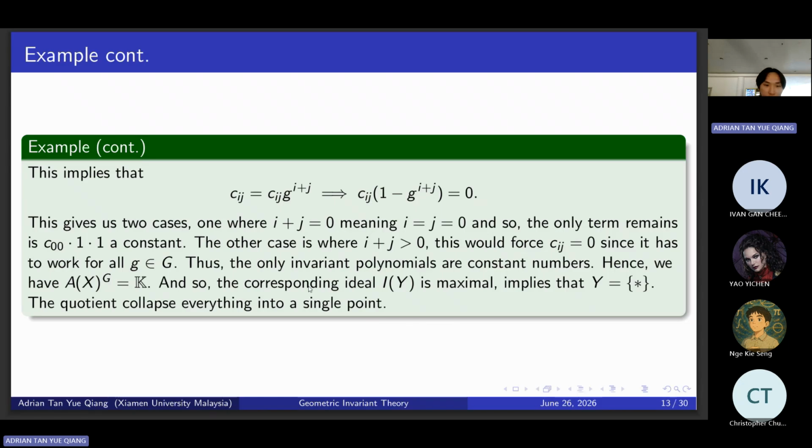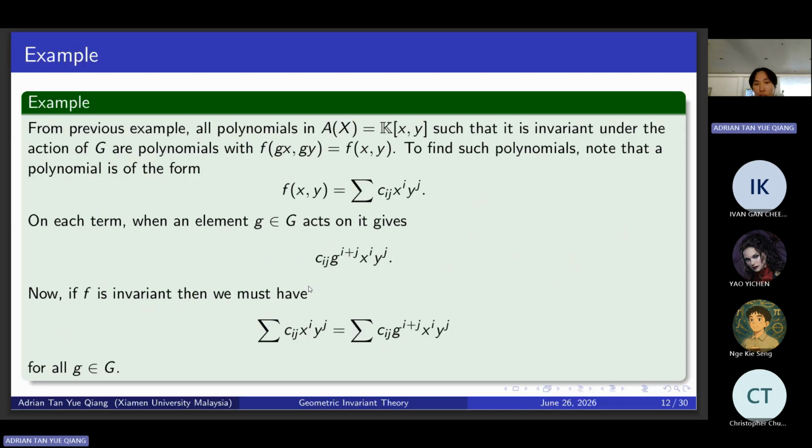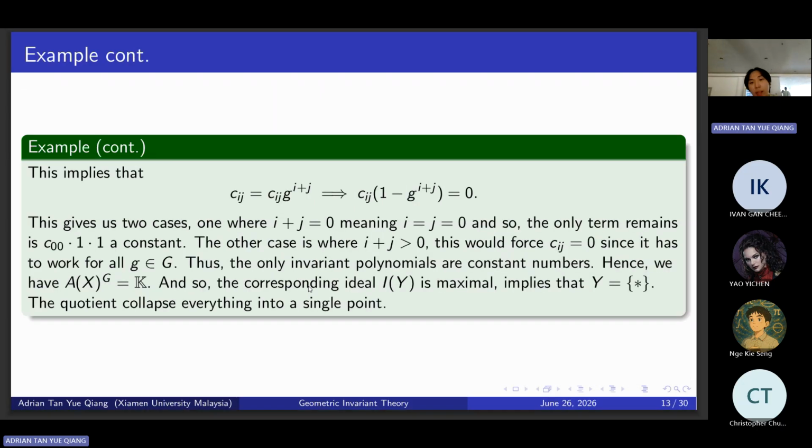Okay. Then this will give us two cases. One case where the power i plus j is zero. If it's zero, then x^i y^j is all 1, all constant. So we are just left with a constant. And if i plus j is greater than 0, then the above equation will tell us that c_ij is 0. Therefore, we find that the set of all invariant polynomials is just the constant numbers. Okay? If it's constant numbers, the coordinate ring is isomorphic to the ground field, which is a field, therefore the ideal should be maximal. And this implies that Y is just a single point. Okay.